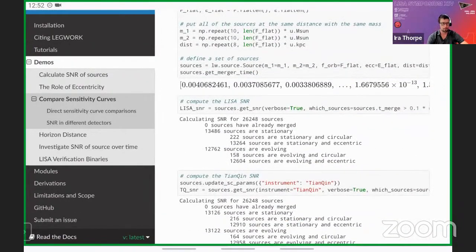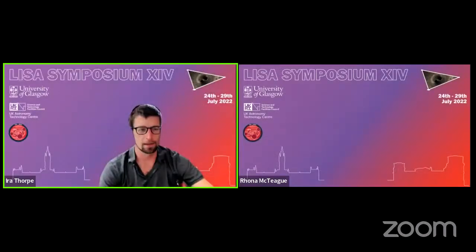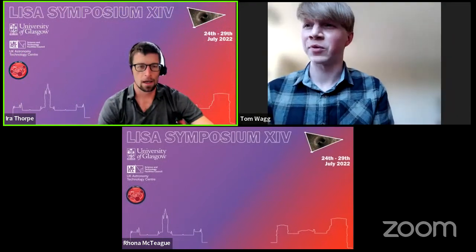I'm familiar with this interface. This is a great interface for that kind of thing, not quite power user, but it makes it a little bit easier. Okay. Yeah, it's surprisingly easy to set up.